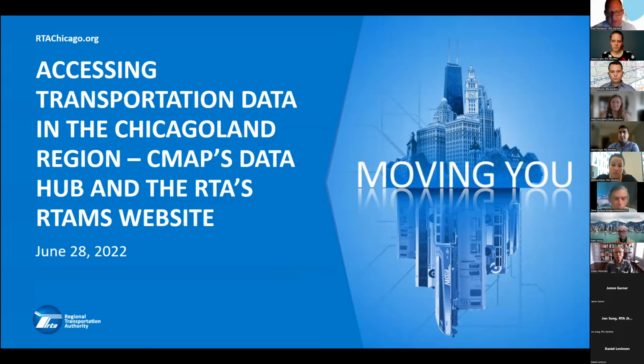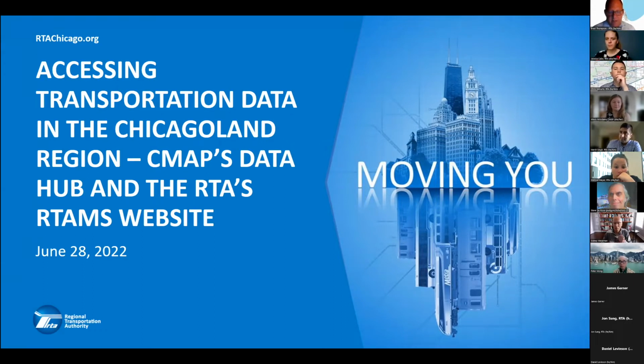Today's presentation is about website applications that provide open data within the Chicagoland area. Starting off, we'll have Szmurlo, Senior Analyst at the RTA, who will talk about the RTA's RTAMS website. Next, we'll have Hersh Singh, Principal Analyst at the RTA, who will discuss the RTA's new Mapping and GIS Portal. Finally, we'll have Alexis McAdams, Associate Analyst with the Research and Innovation Group at CMAP, who will present the CMAP Data Hub.